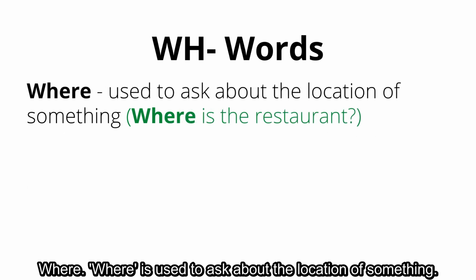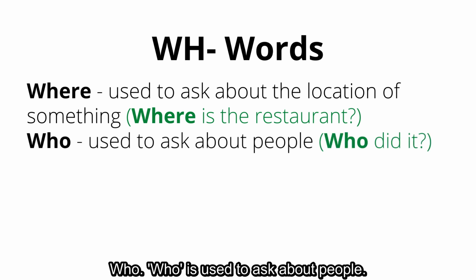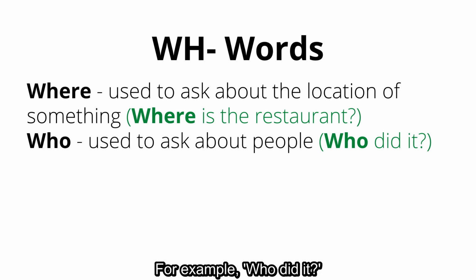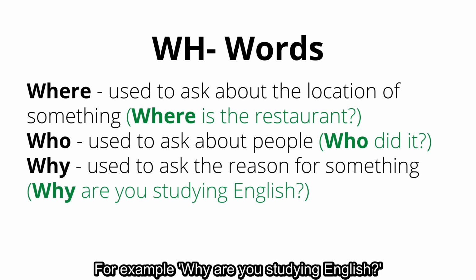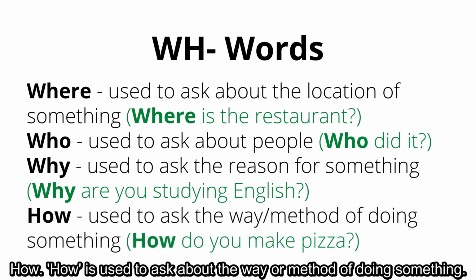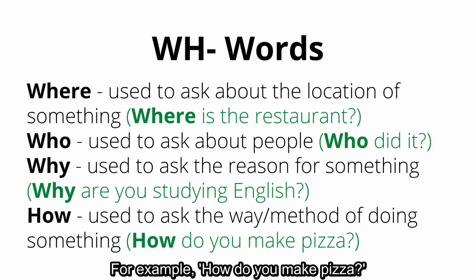Where. Where is used to ask about the location of something. For example, where is the restaurant? Who. Who is used to ask about people. For example, who did it? Why. Why is used to ask the reason for something. For example, why are you studying English? How. How is used to ask about the way or method of doing something. For example, how do you make pizza?